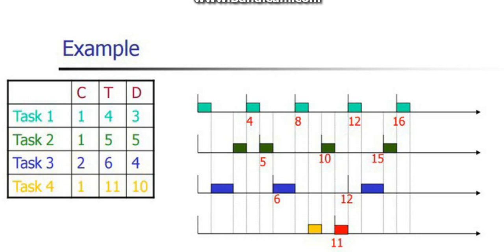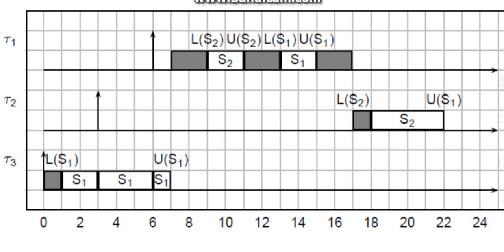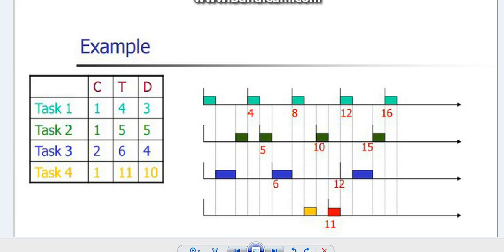Let's understand DM with this short example. In this example, we have 4 tasks. Task 1 has a relative deadline 3, task 2 has 5, task 3 has 4, task 4 has 10. So we can judge the priorities. Task 1 is assigned first priority, then task 3, then task 2, then task 4.